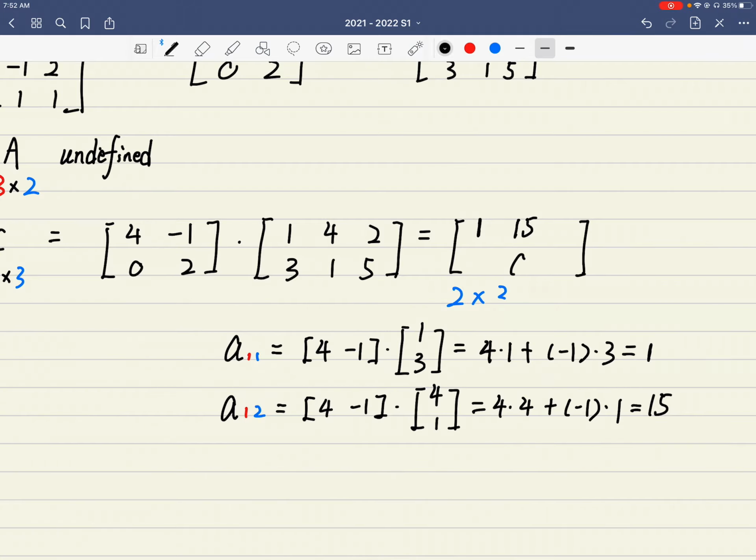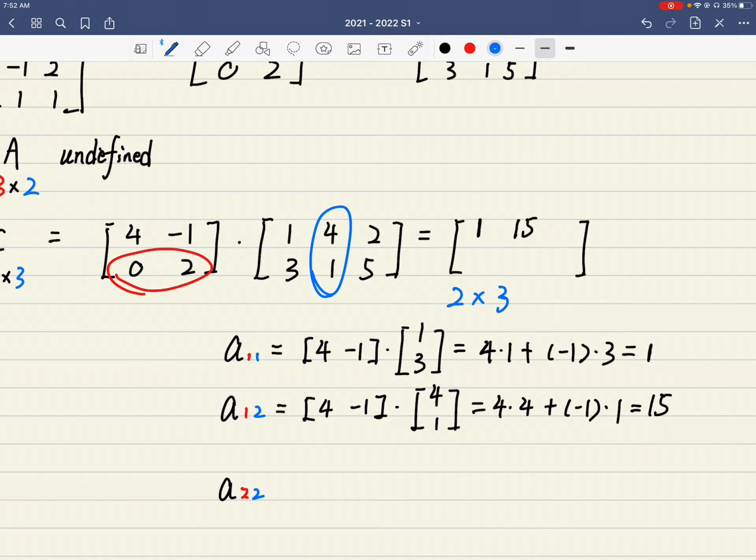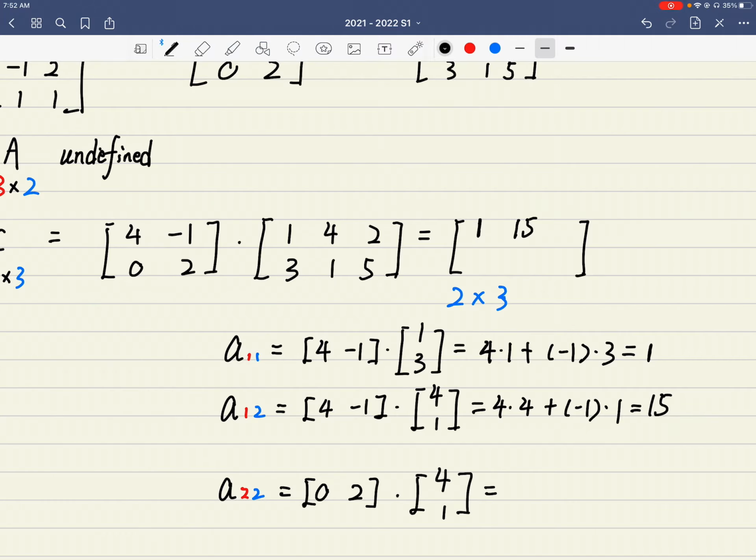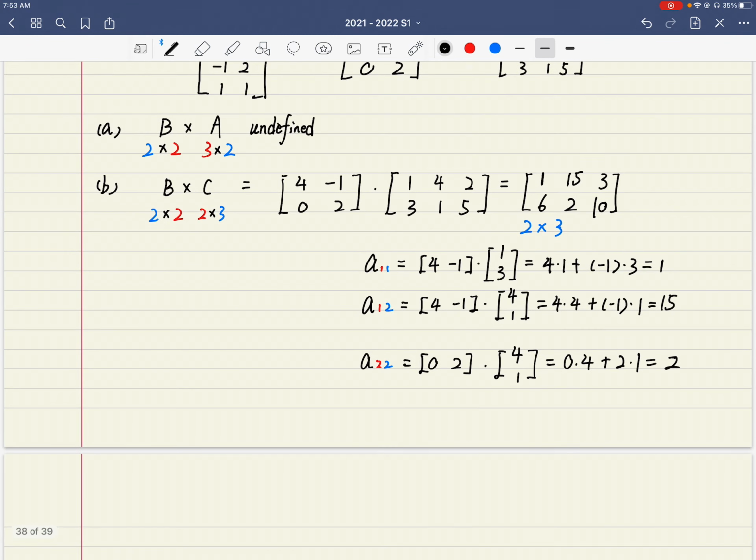Let's do another one. For example, this entry is A22, because it's second row, second column. How do you get A22? Same steps. The first number is 2, so it's from the second row of the first matrix, and the second number is 2, so it's from the second column of the second matrix. So it is 0, 2 times 4, 1, which is the first number times the first number plus the second number times the second number, which is 2. You do the same thing for the rest of the problem and you'll get the result. So this is matrix multiplication.